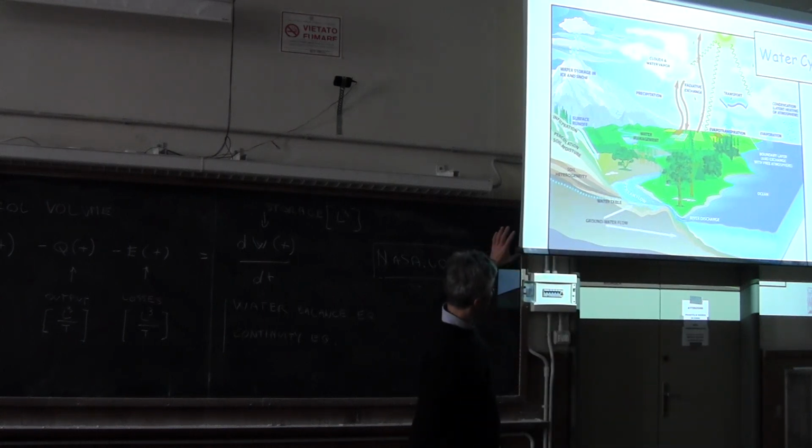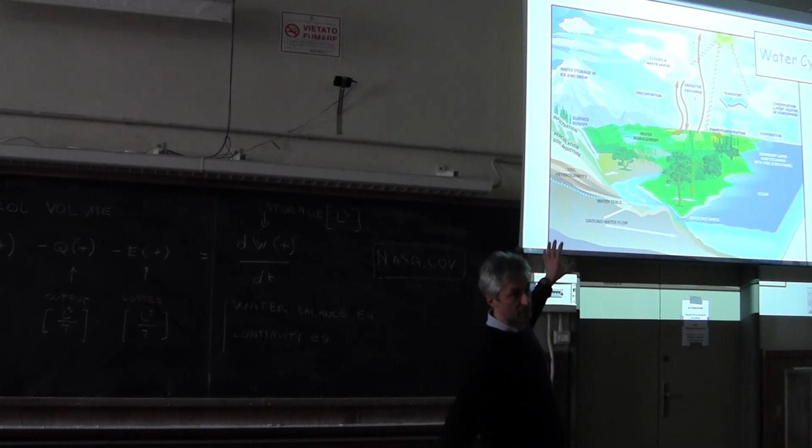that is not represented here. This is basically a pristine system without humans. Pristine means virgin in Italian, without humans.